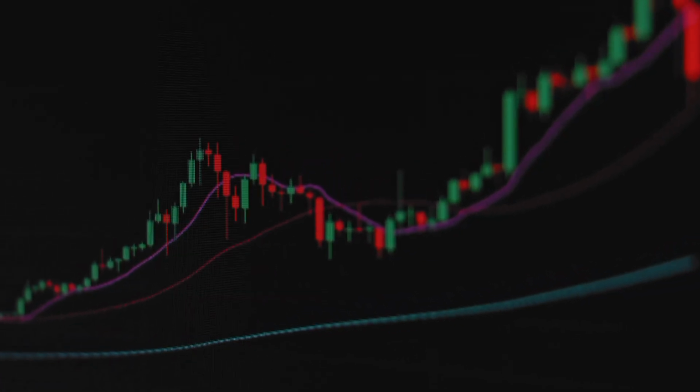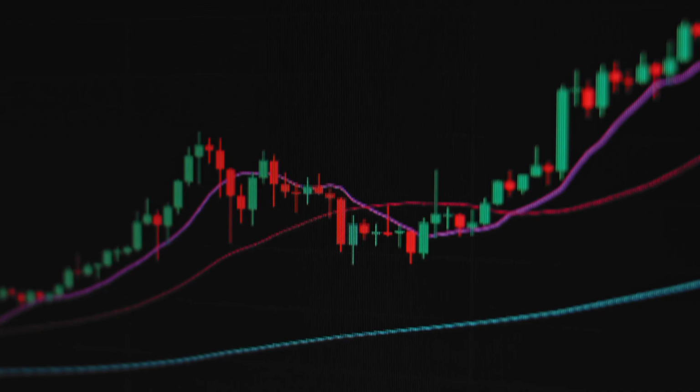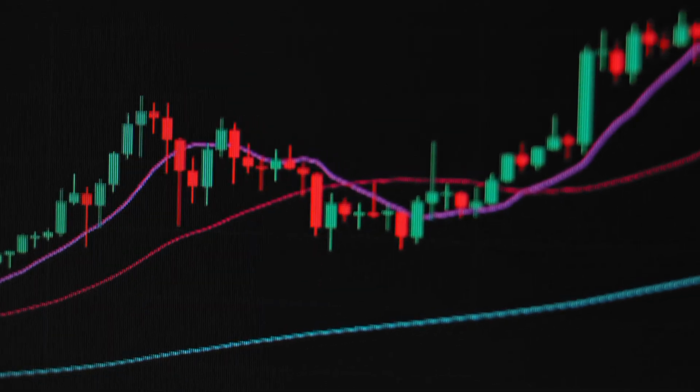How to use candlestick patterns in crypto trading. Traders should keep the following tips in mind to use candlestick patterns effectively while trading cryptocurrencies. 1. Understand the basics. Crypto traders should have a solid understanding of the basics of candlestick patterns before using them to make trading decisions. This includes understanding how to read candlestick charts and the various patterns that can form.